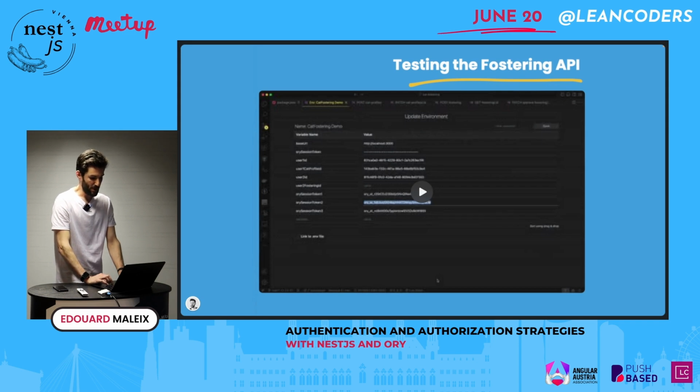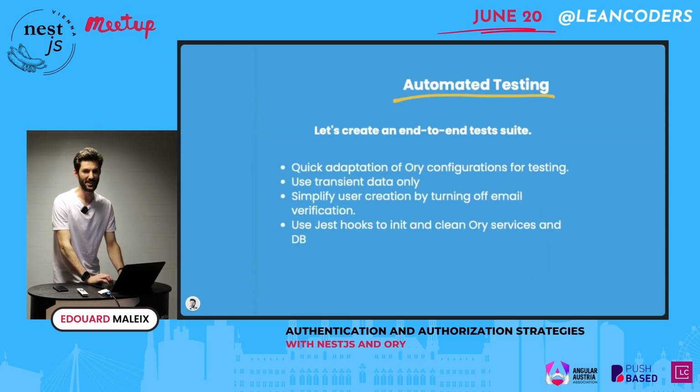Here we have a bit more complex example with the fostering requests, but for the sake of time, I will just skip it. You will have to trust me that it works. The idea here is simple: when you create a fostering request, only the owner of the cat profile should be able to approve or reject the request, and only the participant should be able to edit. Now instead, let's have a look at how we can automate that, because I think it's more interesting.